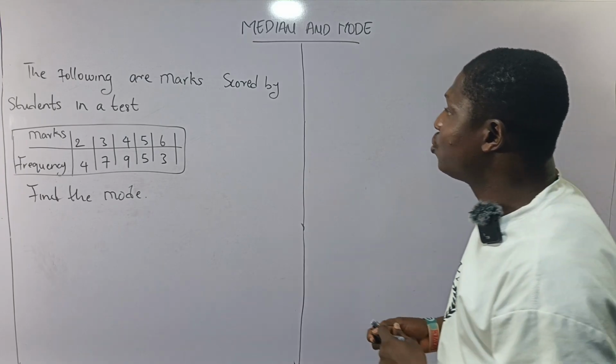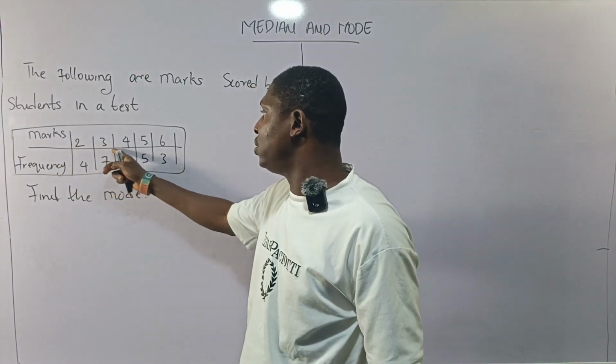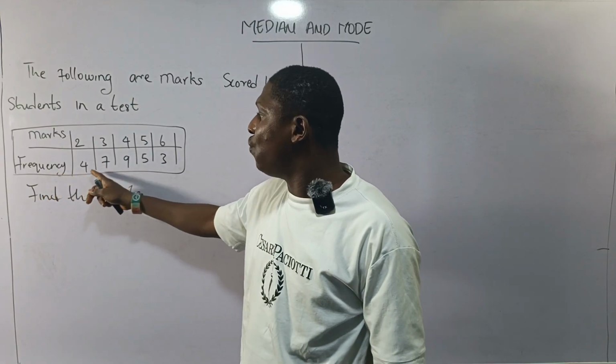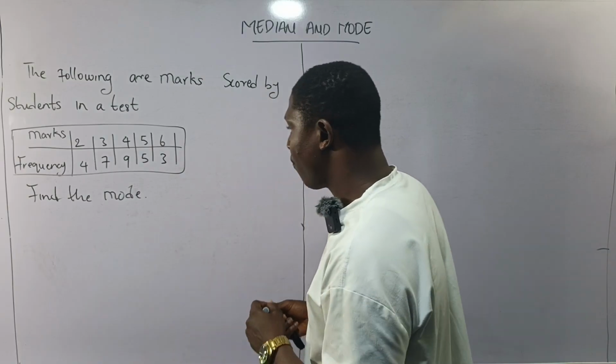The following are marks scored by students in a test. These are the marks: 2, 3, 4, 5, 6. And these are the corresponding frequencies: 4, 7, 9, 5, 3. Then we should find the mode.